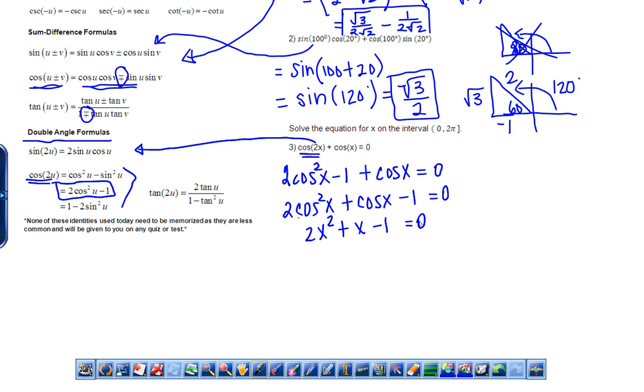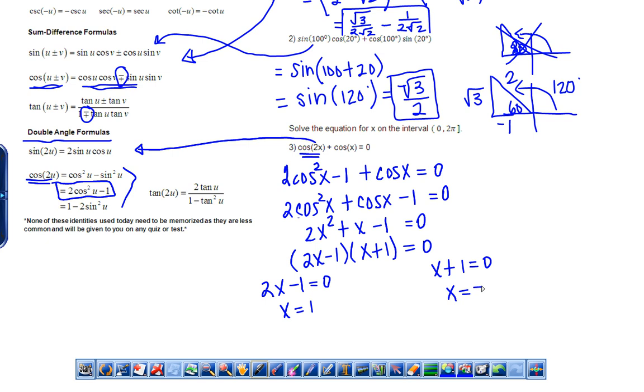You can use the box or you can group, but make sure that you can do this. This is way, way, way important that you know how to factor this. This factors to 2x minus 1 and x plus 1. Again, you need to practice this. It's super important. I'm going to set each of these equal to 0. 2x minus 1 equals 0, so x equals 1/2. x plus 1 equals 0, so x equals -1.